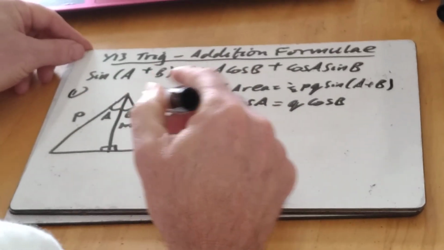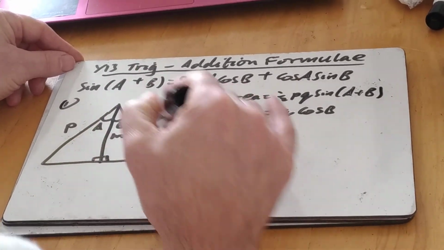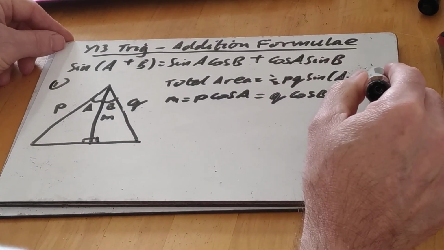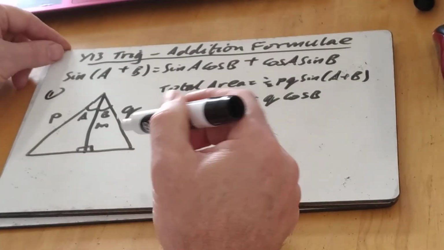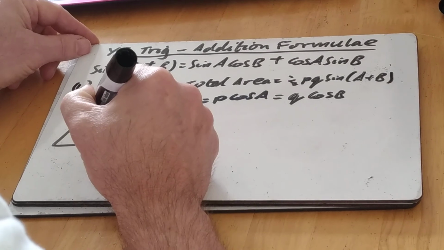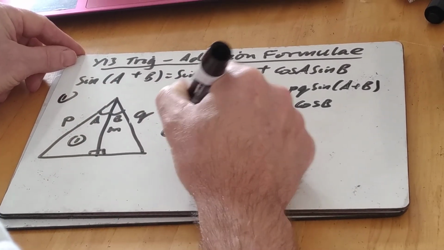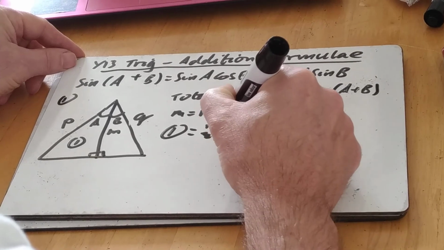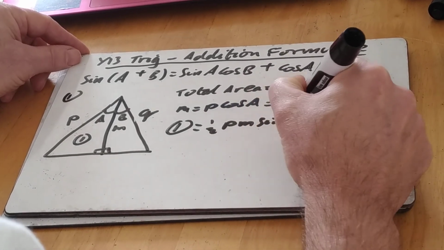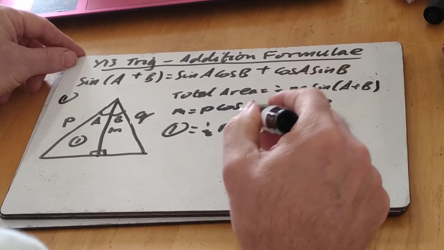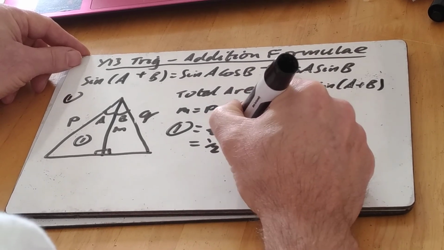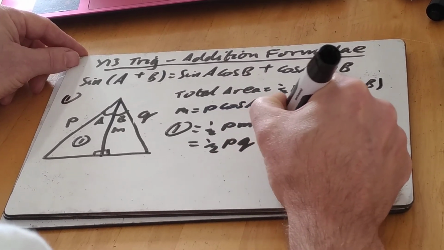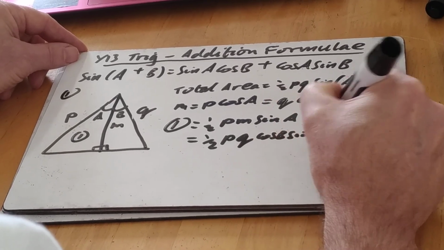I've got that the total area of the triangle, half ab sine C, is a half times p times q times sine of the total angle A plus b. What I want is to have the area written as these two sums, but with the p and the q in both terms. So if I consider triangle 1 and its area, I can say it's a half pm sine A, and because I want that pq in there, the version of m that I can use is q cos b, so I can write that as half pq cos b sine A.